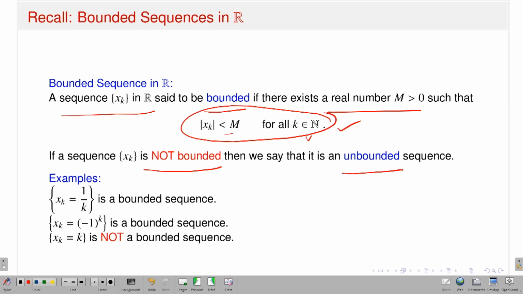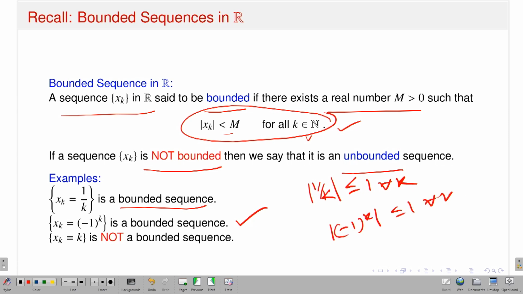If a sequence xk is not bounded, then I will say that it is an unbounded sequence. Some examples: xk equal to 1 by k is a bounded sequence, because I can bound the sequence by 1. That means 1 by k is less or equal to 1 for all k. This is also a bounded sequence, because the modulus of minus 1 to the power k is less or equal to 1 for all k.